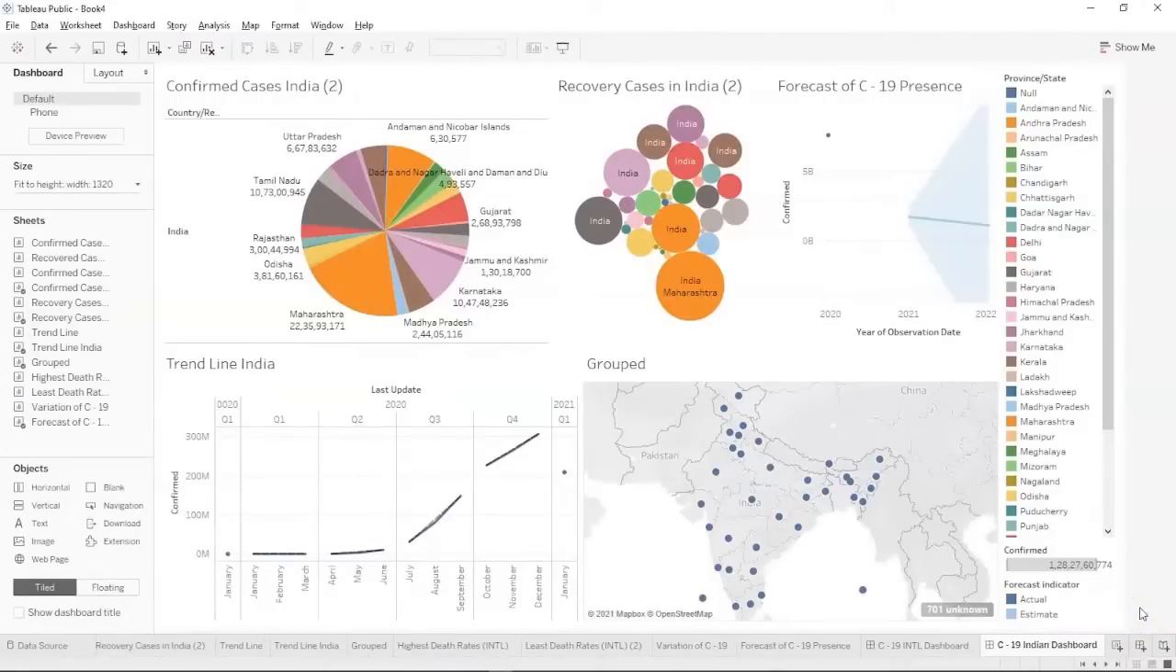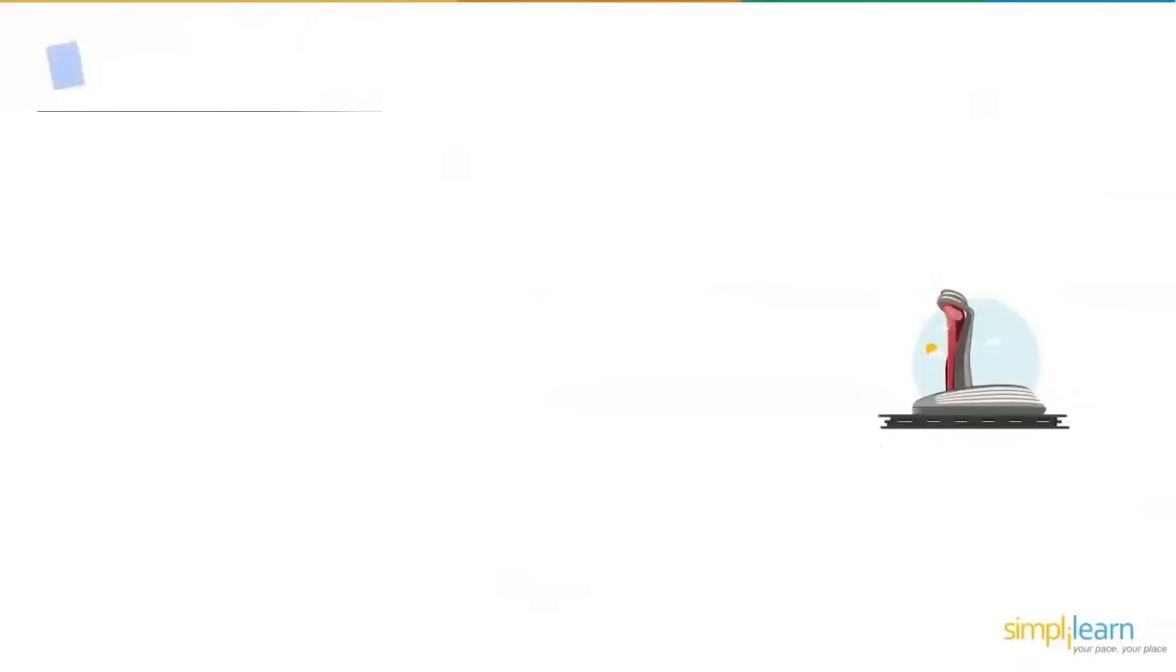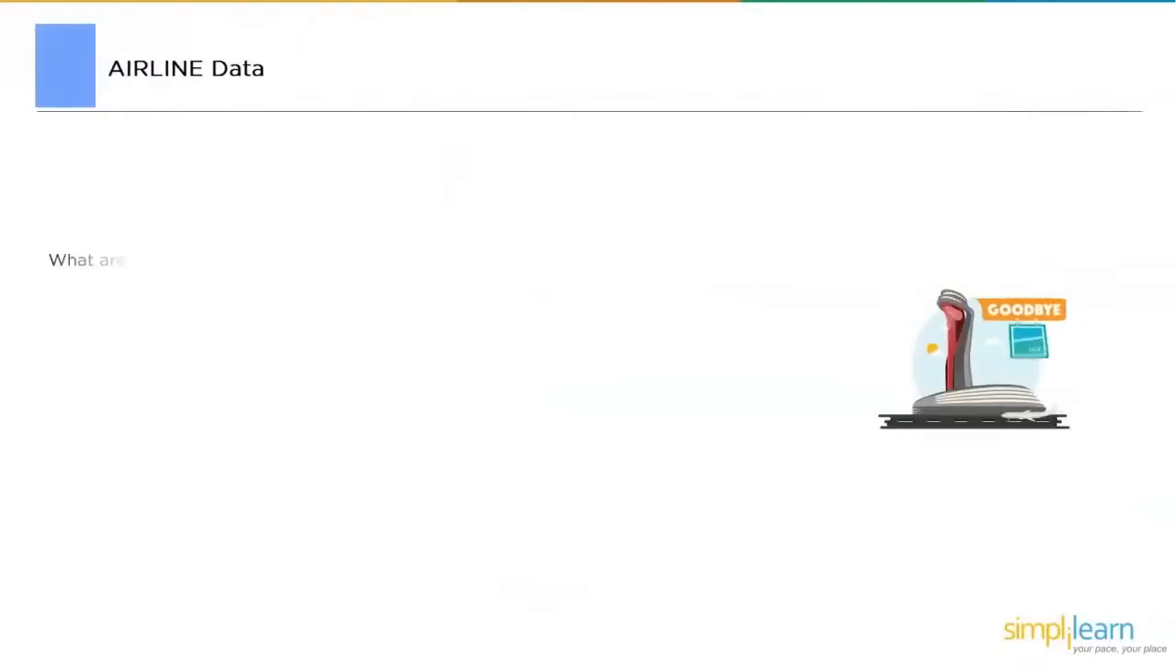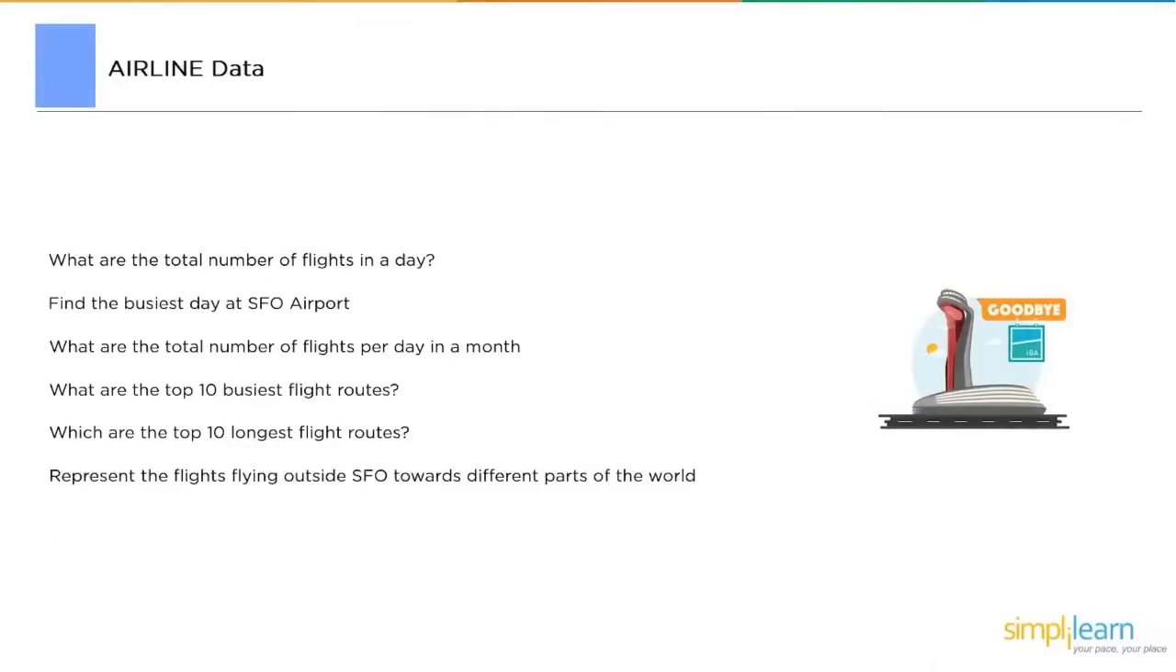Yeah, so with that we have finished the first project based on the COVID-19 dataset. Now we'll continue with the next dataset, that is the airline dataset. So now we are in the second project, and the second project is about the airline dataset. And in this particular dataset, we're going to take the insights, which are as follows.